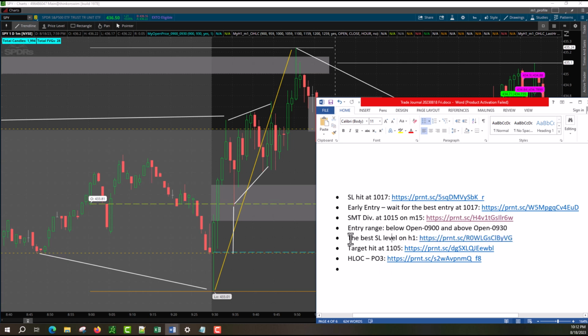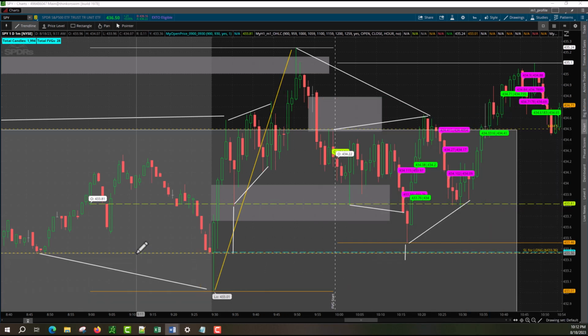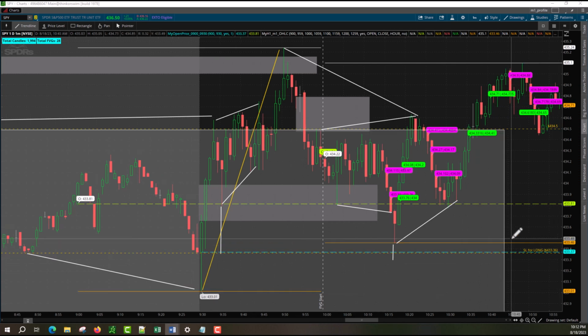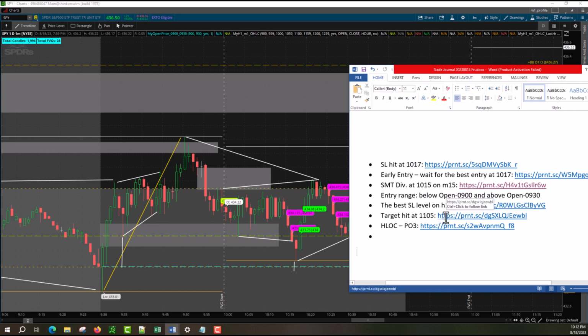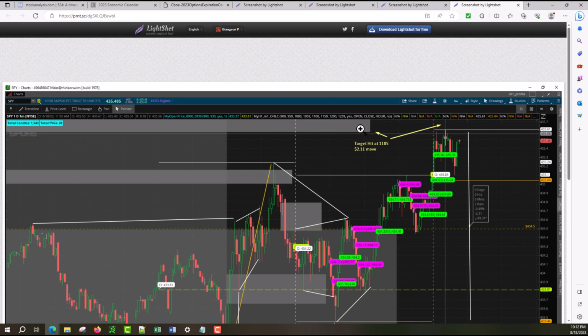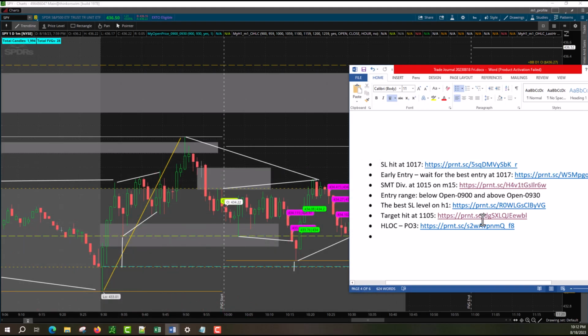Yeah, we were just talking about the best stop loss being on the 1 hour time frame, which is this level right there, right here. We showed it before, right? And the target is hit at 11:05, right here, which is the bearish breaker, so we can get out and we get a handsome profit, $2.11 right there, right?